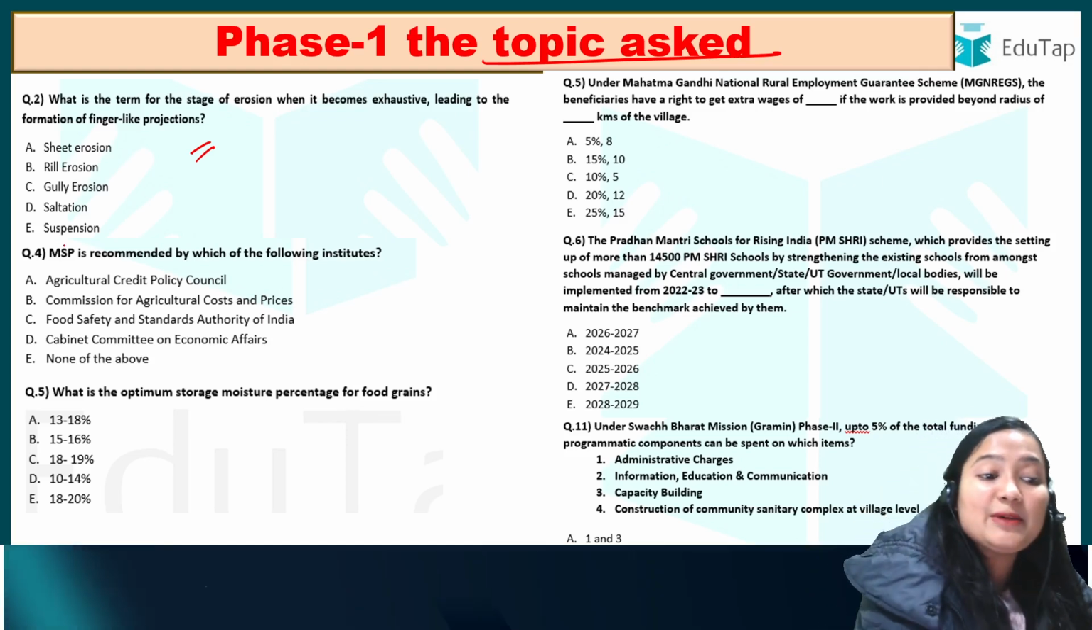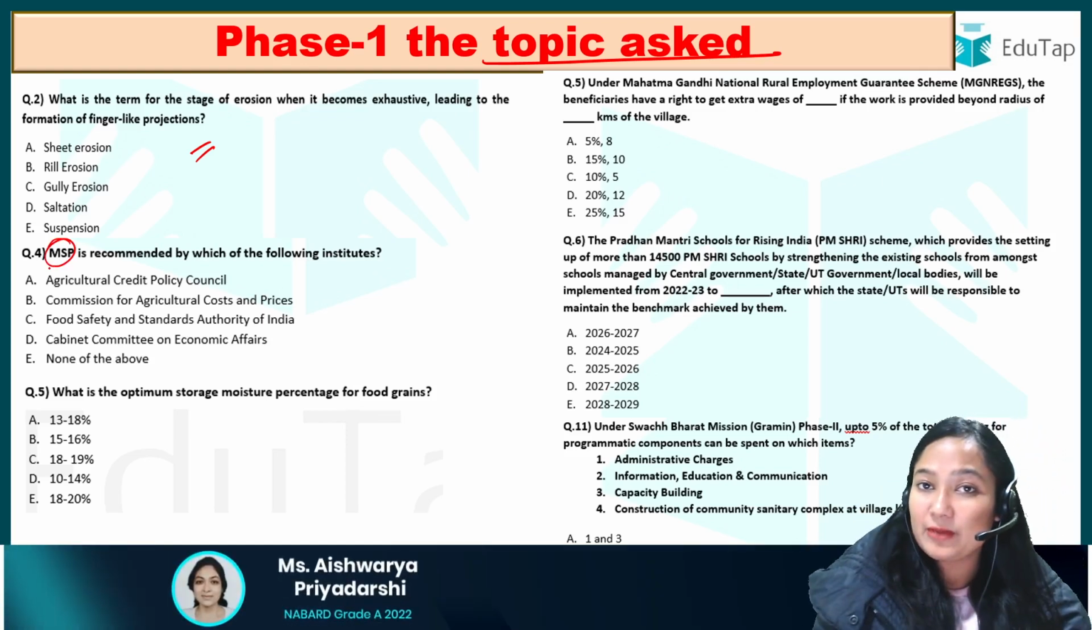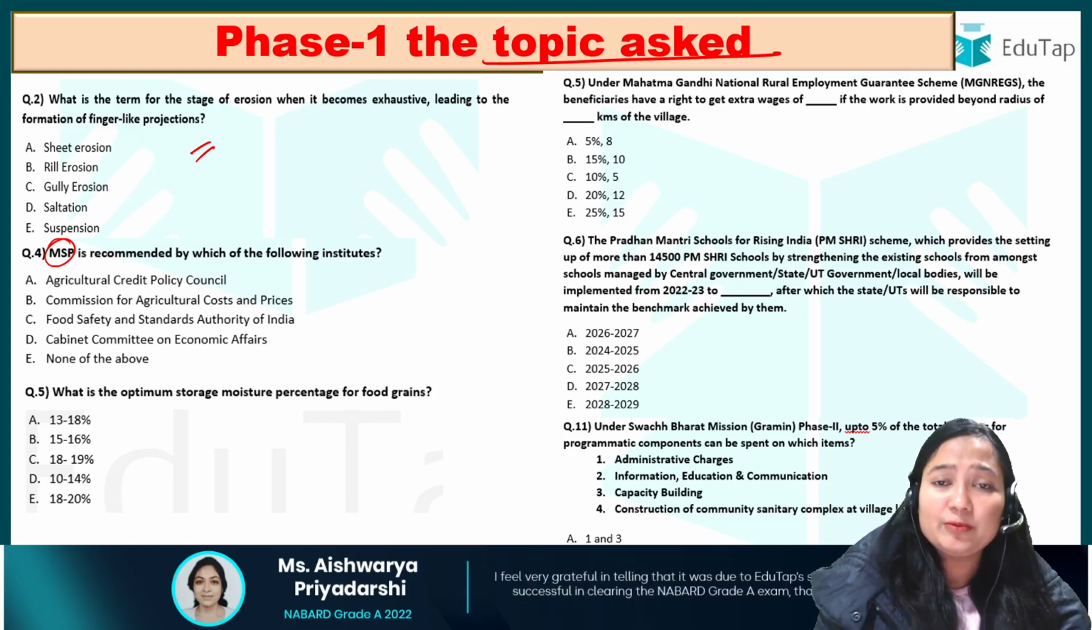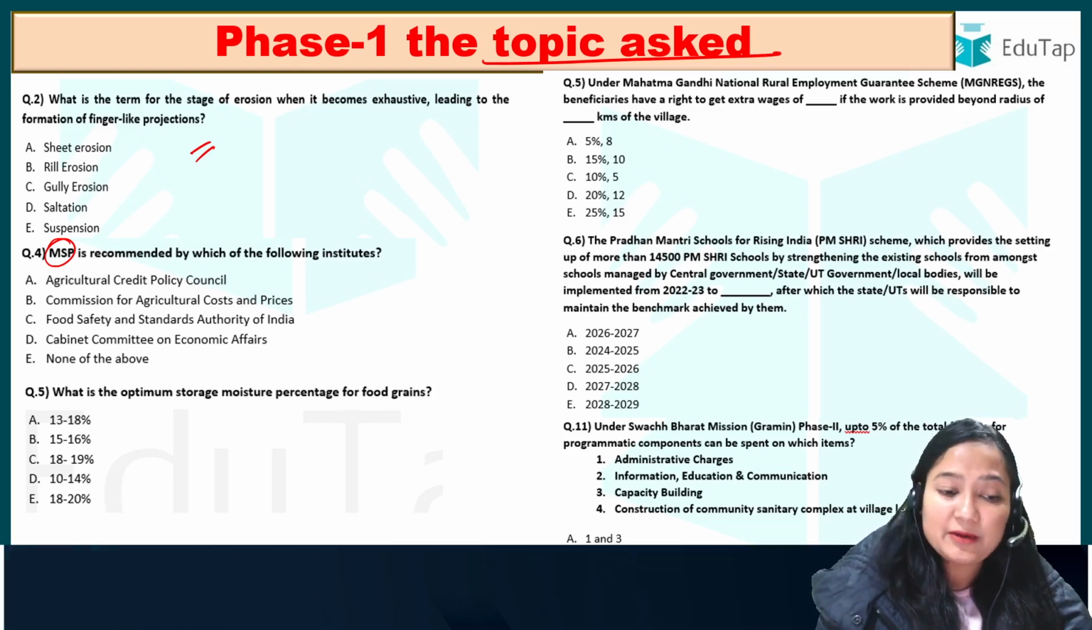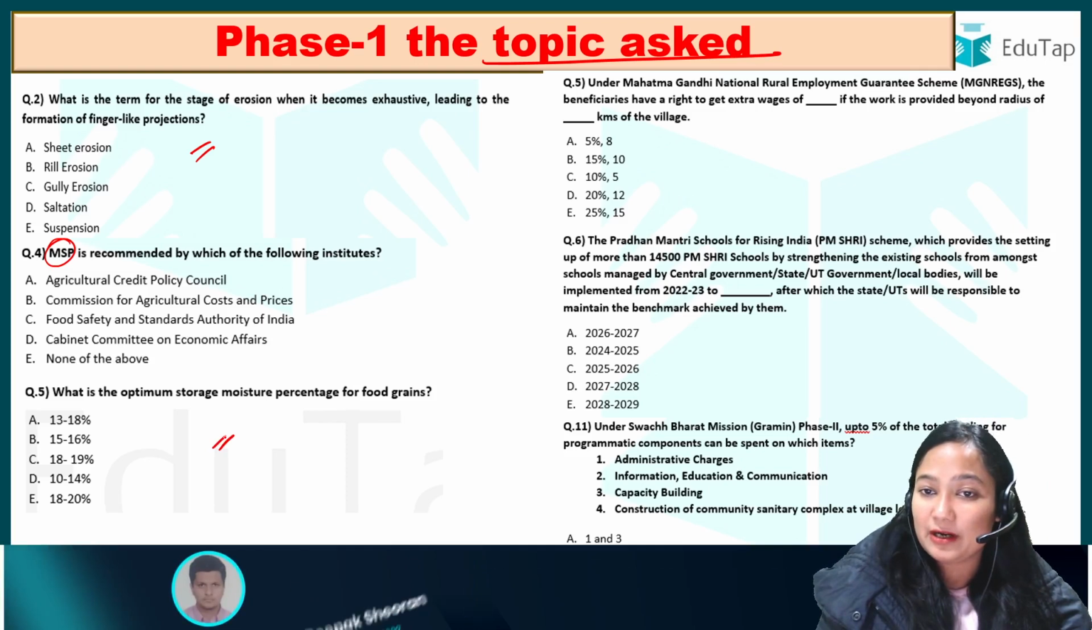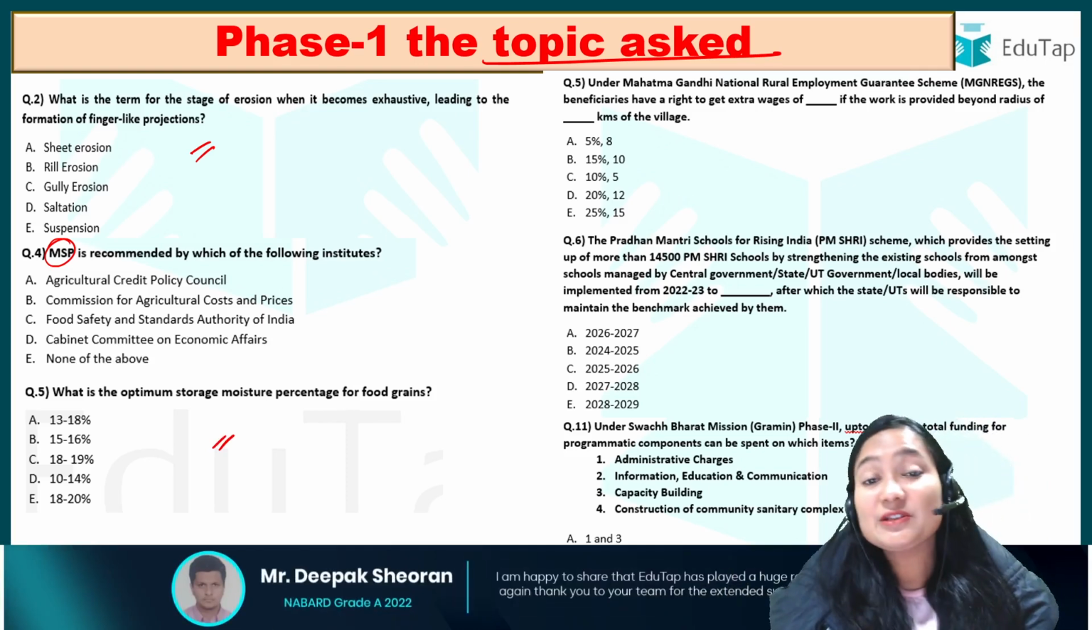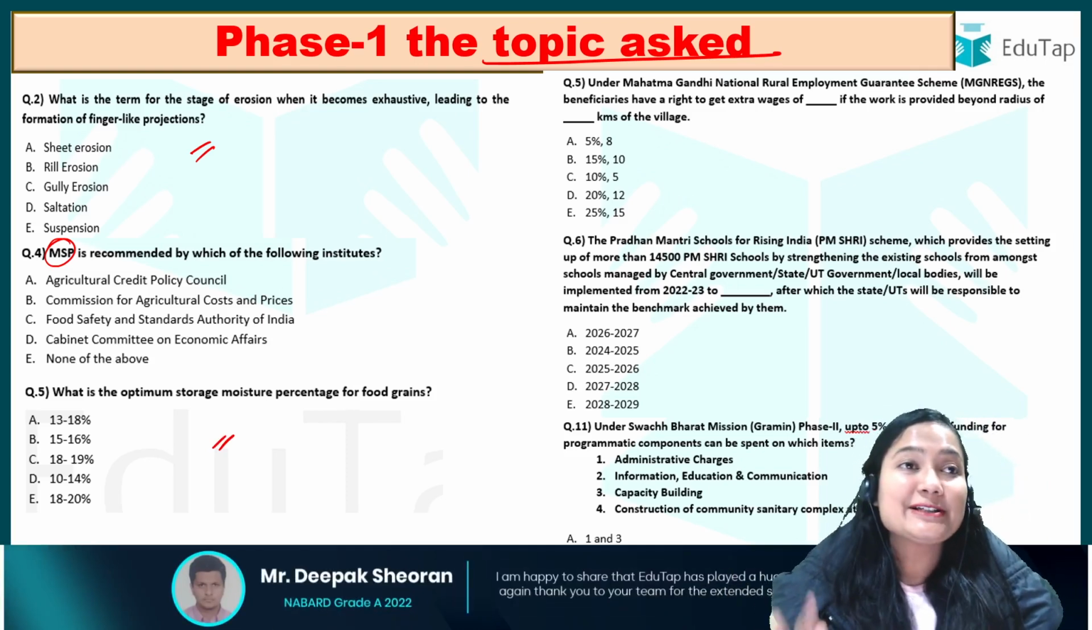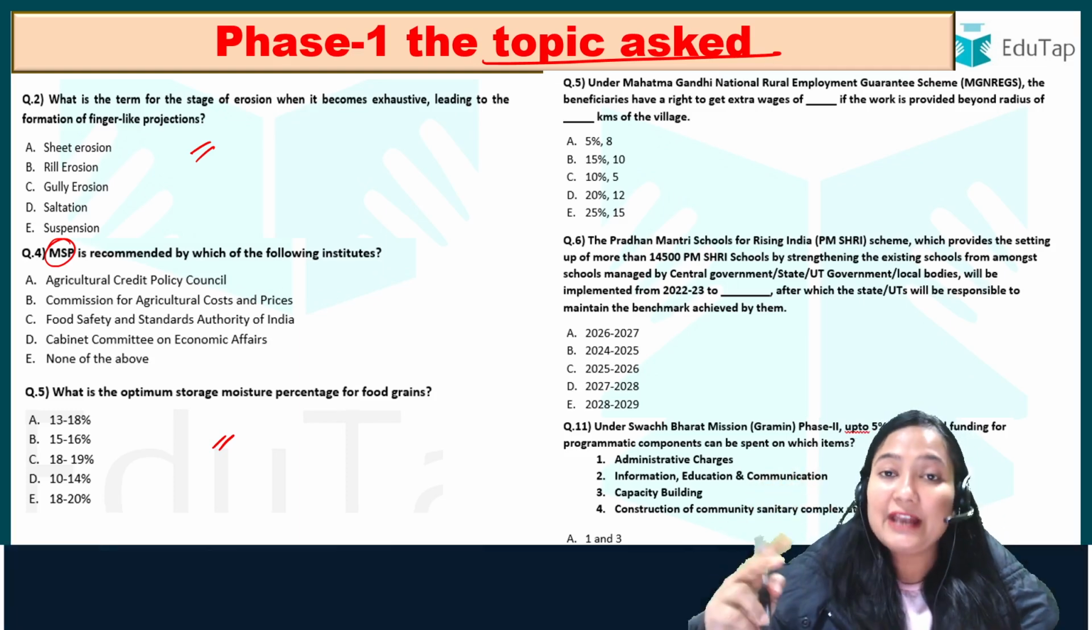We always say MSP is important, so a question was asked from MSP. We say agronomy is very important, the storage part is very important, and a question has been asked from that part. If I talk about the schemes, we always say go for the schemes that are in the news and that are flagship.